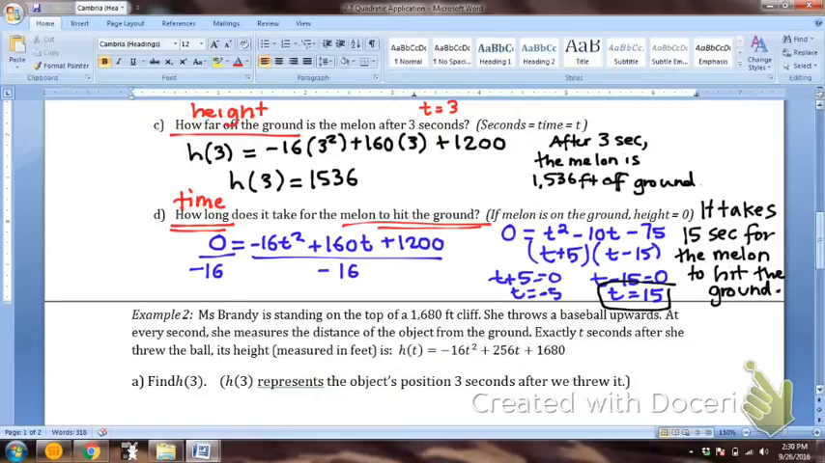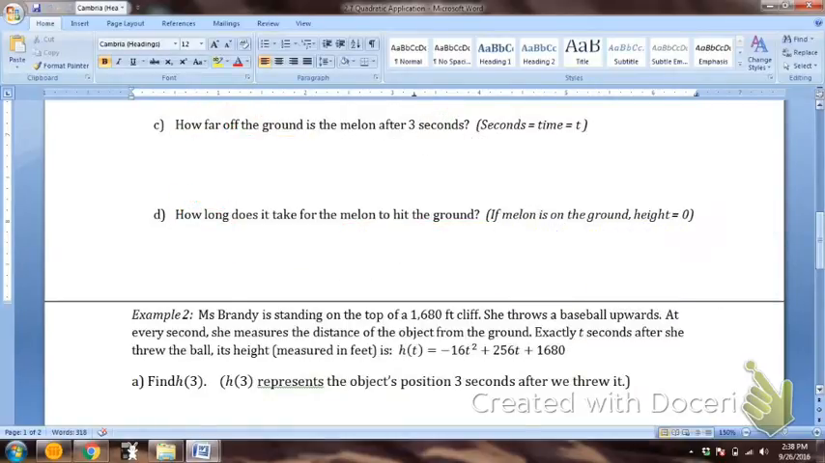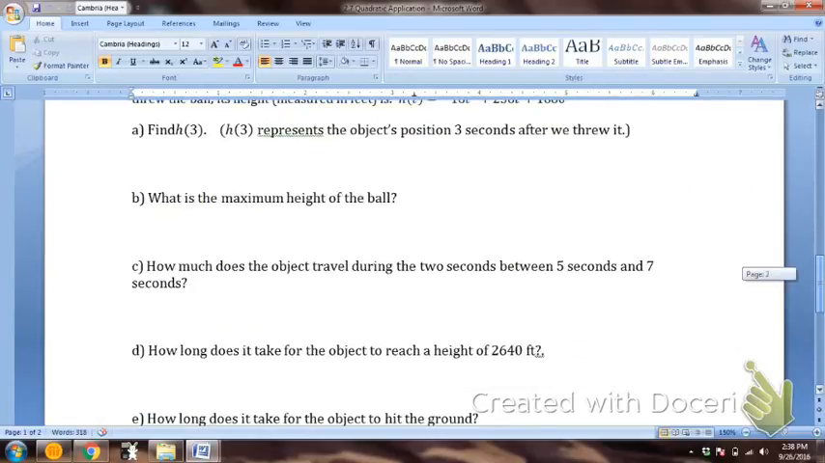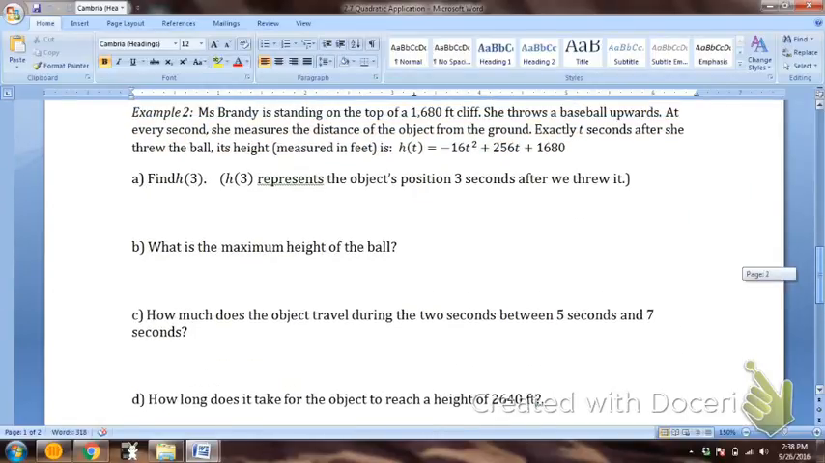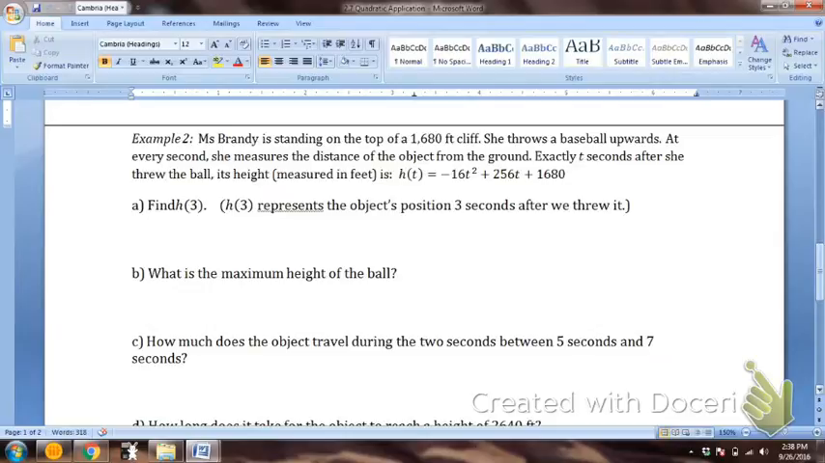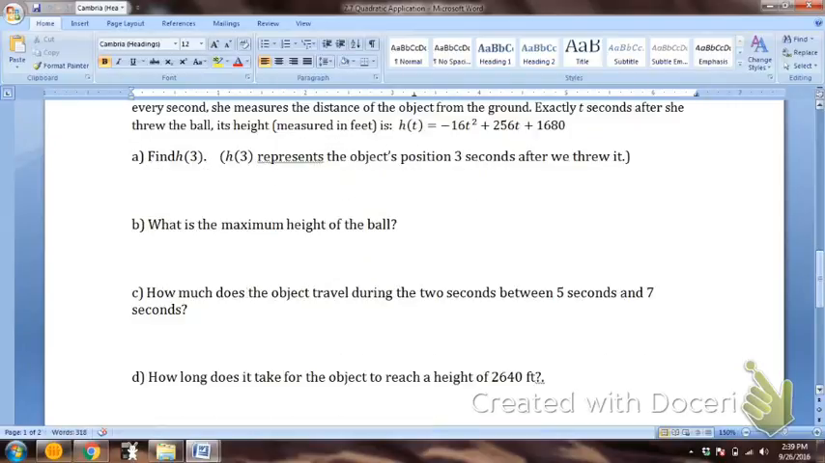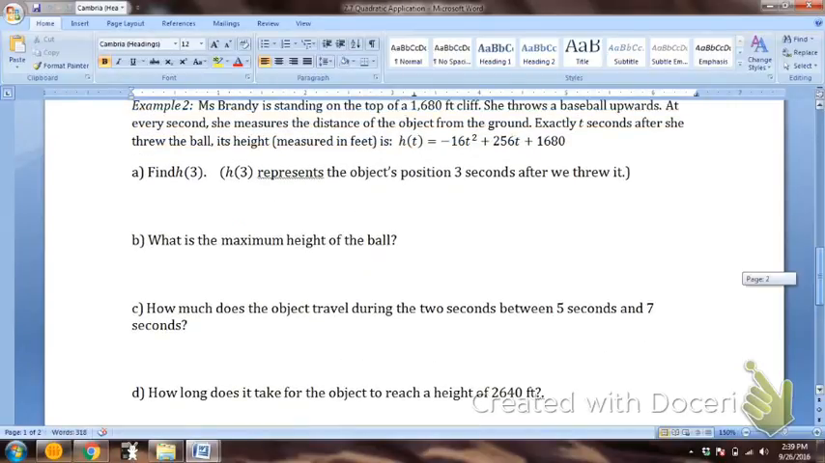Yeah, he's baseball pitching. Okay, let's look at example 2. So we're going to do kind of the exact same thing here. It says Miss Brandy is standing on the top of a 1,680-foot cliff. She throws a baseball upwards. Miss Brandy likes softball, so she's got a good arm. At every second, she measures the distance of the object from the ground.